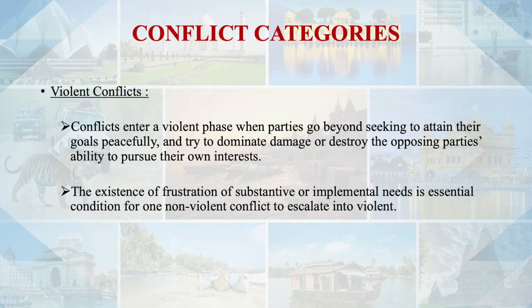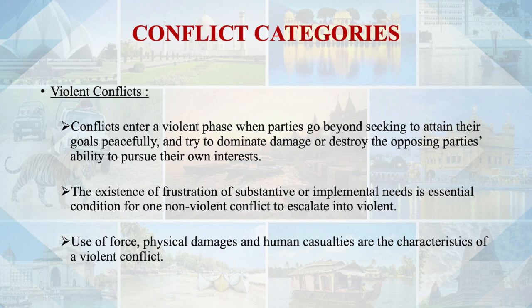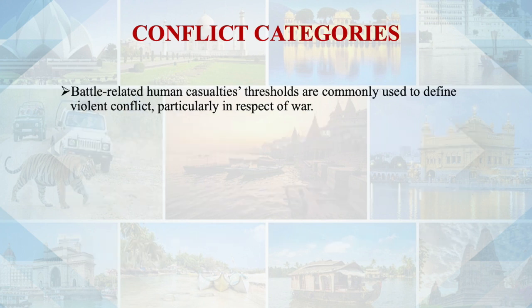The existence of frustration or unmet needs is an essential condition for a non-violent conflict to escalate to the level of a violent conflict situation. Use of force, physical damage, and human casualties are the essential features of a violent conflict. Battle-related human casualty thresholds are commonly used to define a violent conflict, especially in a situation of war.